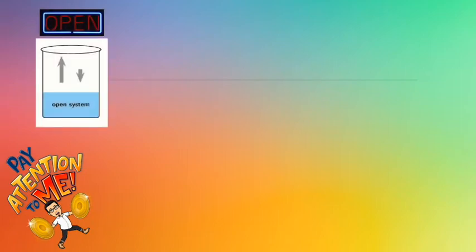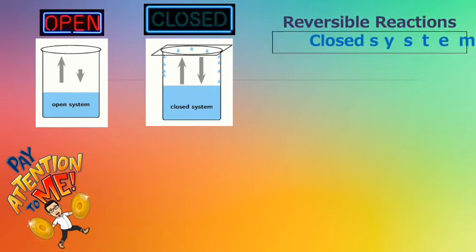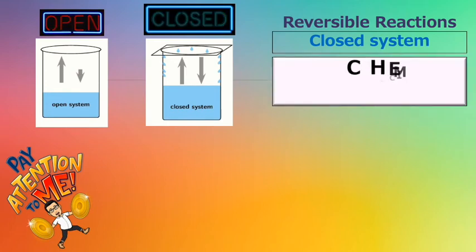If a chemical reaction happens in a container where one or more of the reactants or products can escape, you have an open system. If a chemical reaction happens in a container where none of the reactants or products can escape, you have a closed system. Reversible reactions that happen in a closed system eventually reach equilibrium.